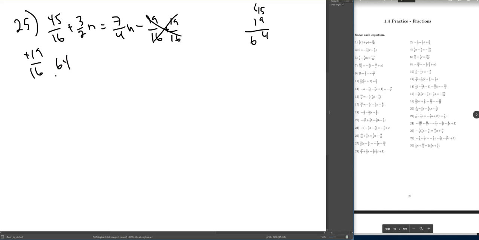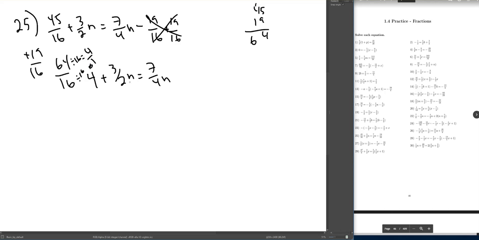That's 64/16. 64/16, isn't that 4? So let's rewrite this. 4 plus 3/2n equals 7/4n, right? All I did was I added 19/16 here and here, and I combined it with the 45/16, and I got 64/16. And when I divide both by 16, I get 4/1, which is the 4 here.